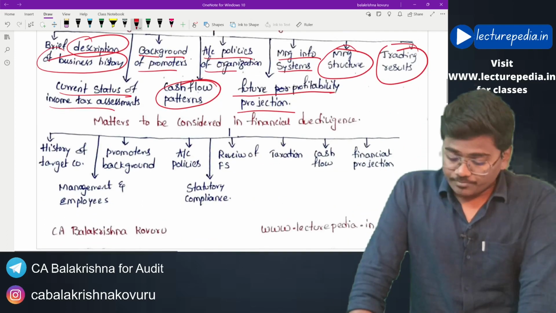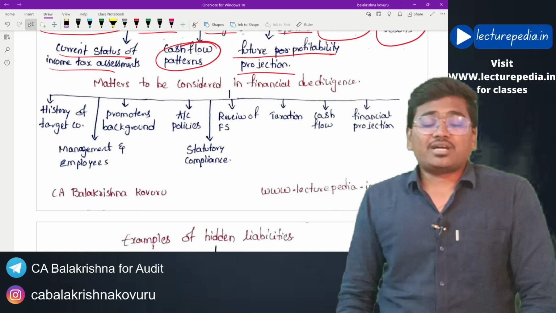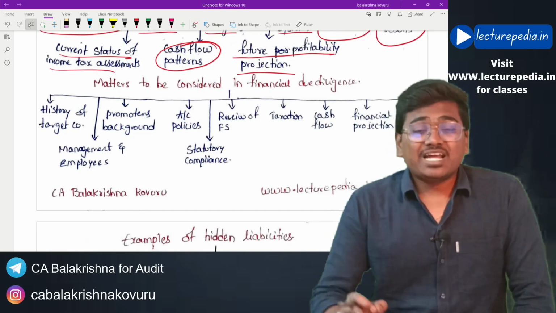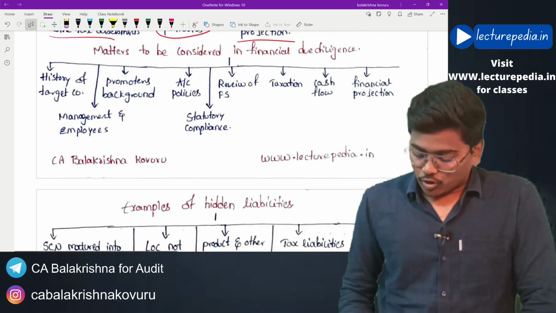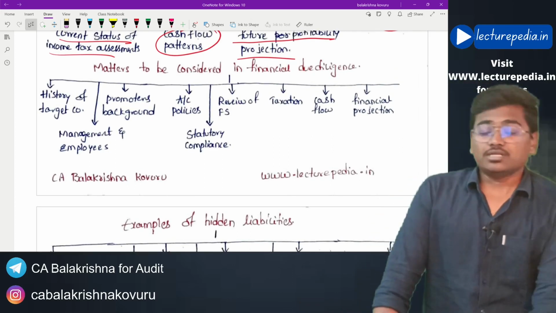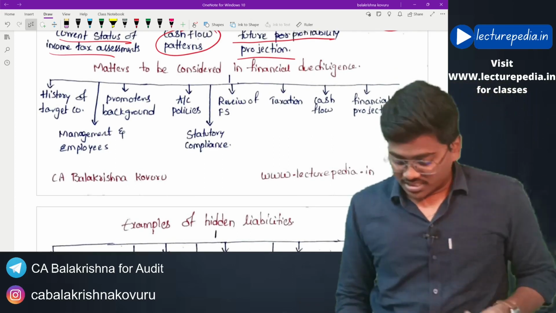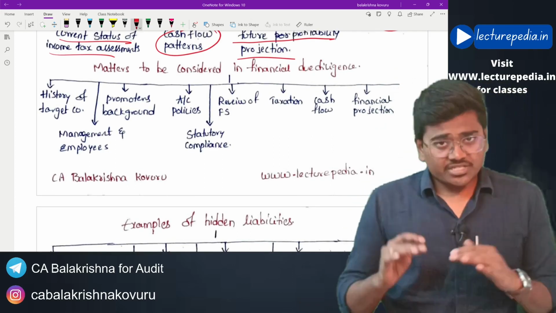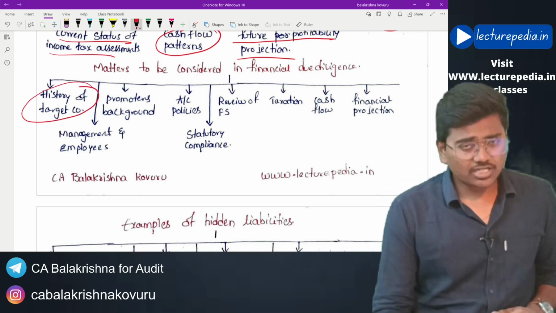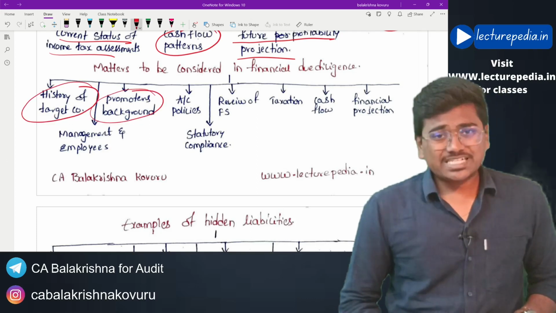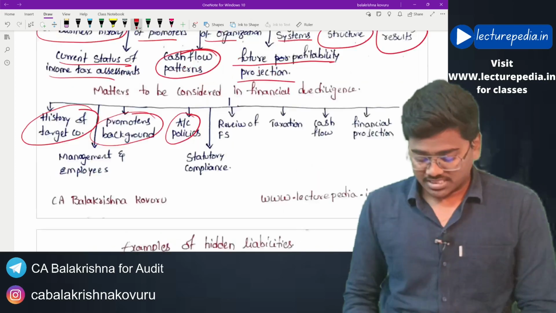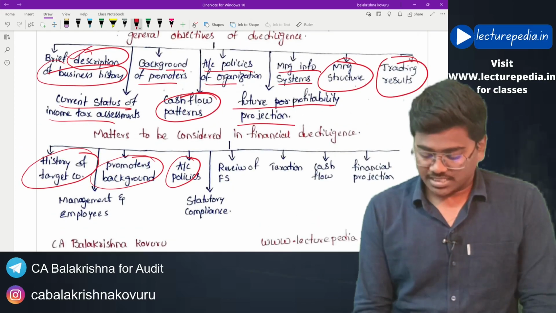And coming to matters that will be considered in case of financial due diligence. Okay, what are the specific matters that will be considered in case of financial due diligence? First three factors are the same: history of the target company, promoters background, and accounting policies. Okay, these three you have seen here also.